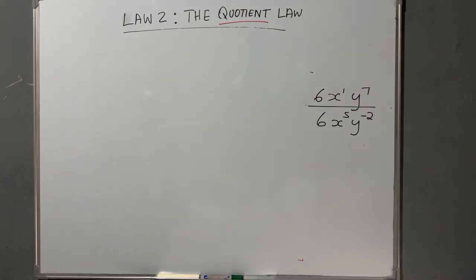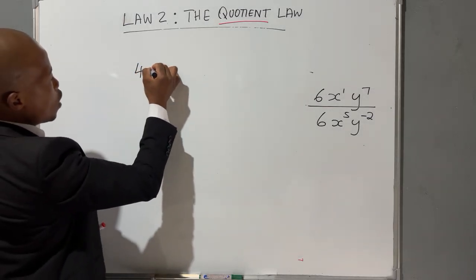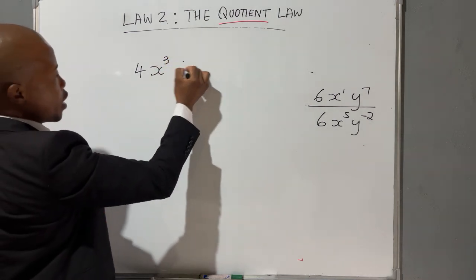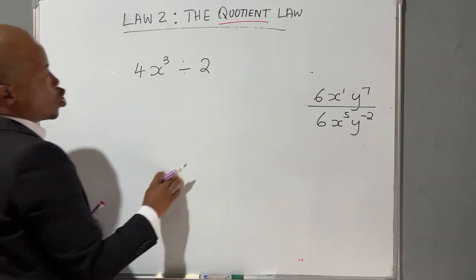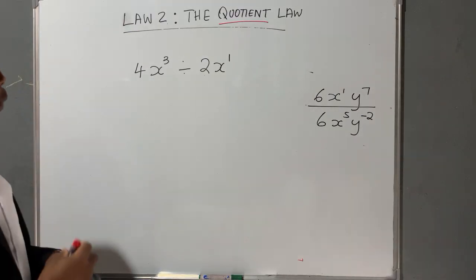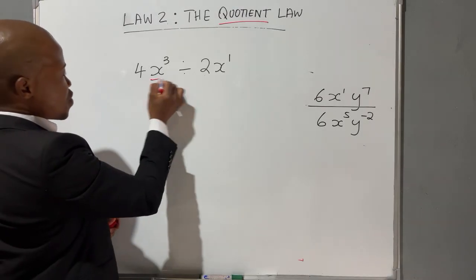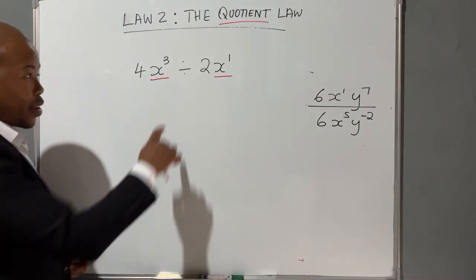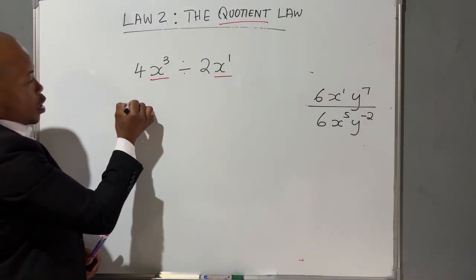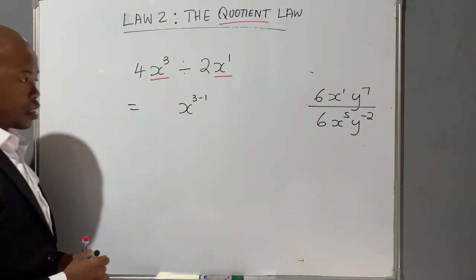Now, with coefficients, let's say maybe we have a number like 4x to the exponent 3, and then divide by 2 to the, and then x, let's say to the exponent, maybe 1. What you do, look at this. The bases are the same and you're dividing. That means you can apply your law 2. In this case, you can apply your law 2 to say 3 minus 1.